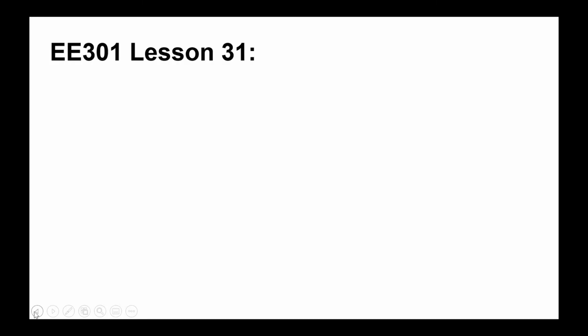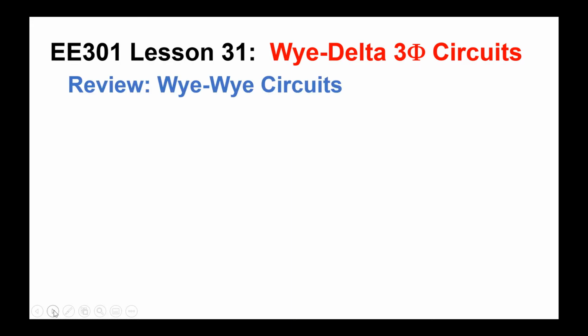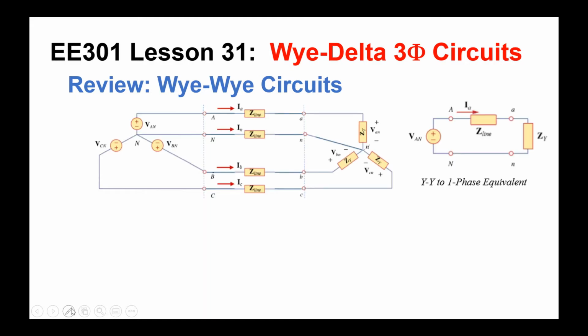Welcome to EE301 Lesson 31, where we're going to learn about Wye-Delta three-phase circuits. Before we jump into this new topic, let's review what we already learned about three-phase circuits, which are of the YY type. Now, YY circuits would be something like this, which we can distinguish by the fact that in this circuit, I have a neutral both at the source and at the load side.